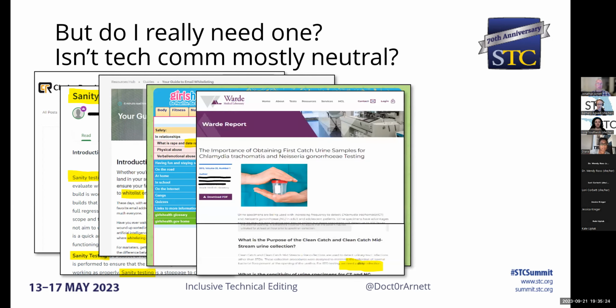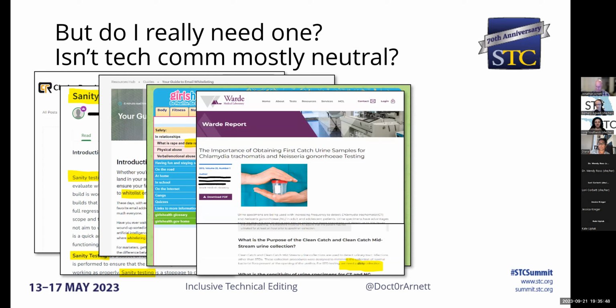I looked online for something medical. So they're talking about getting a first catch urine samples for chlamydia and gonorrhea testing. If you look down at the bottom there, you can't read it very well, but it says for STD testing, we need a dirty collection. Oh, so if you have one of these sexually transmitted infections, you are dirty.